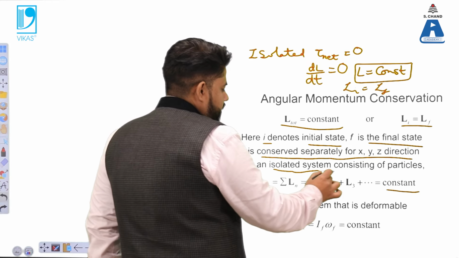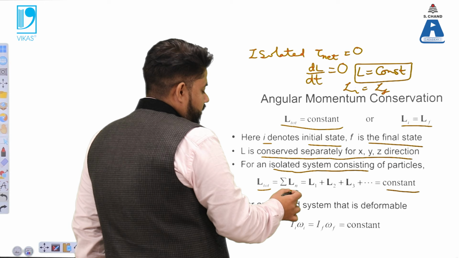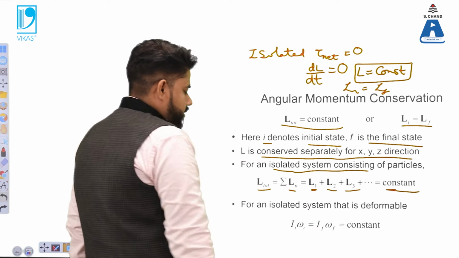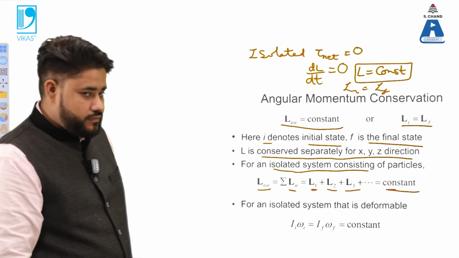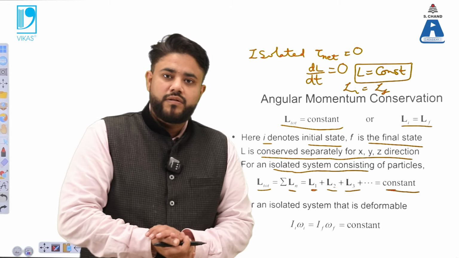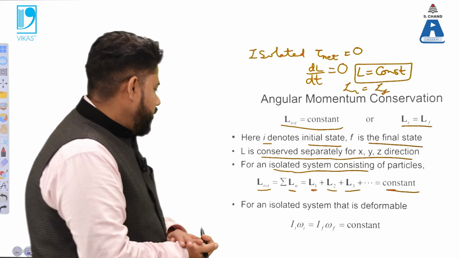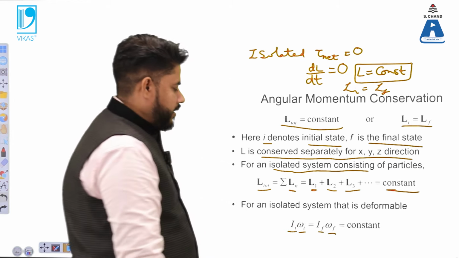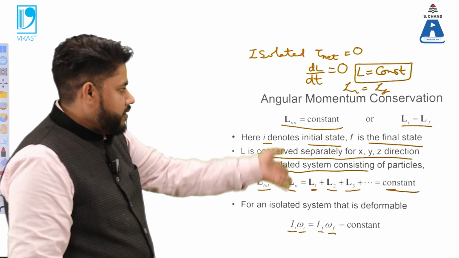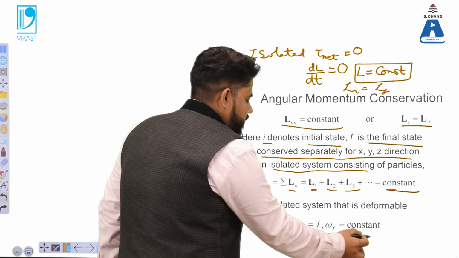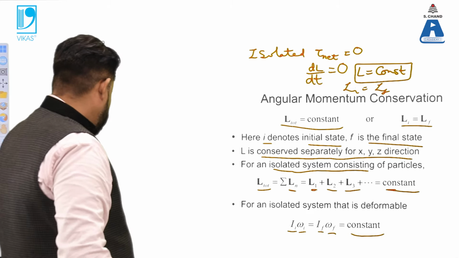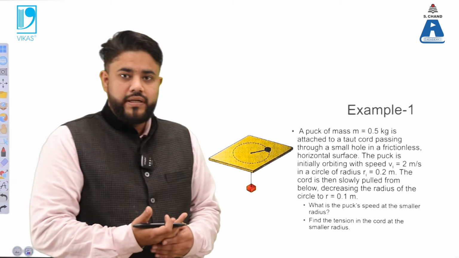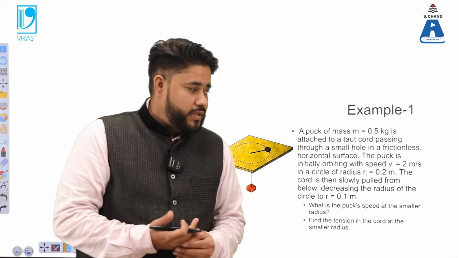We will be discussing this isolated system, in which the sum of all these angular momenta, L1 plus L2 plus L3, is equal to a constant. Angular momentum can also be represented as I omega. So I initial omega initial is equal to I final omega final, and as per the definition of conservation, this also remains constant. Now let us have a look at an example that indicates the conservation of momentum concept.